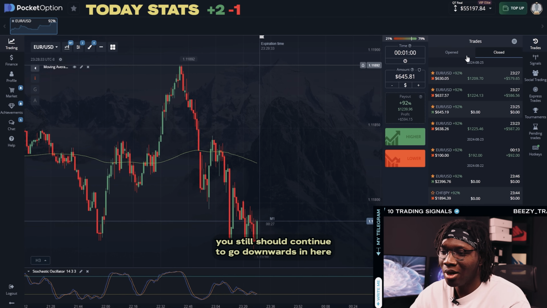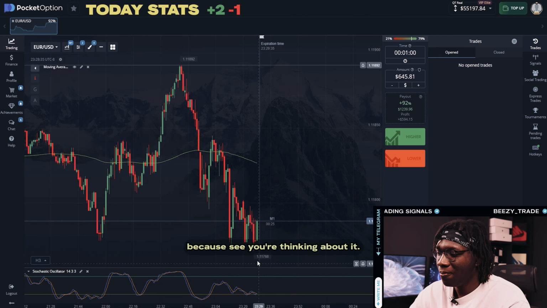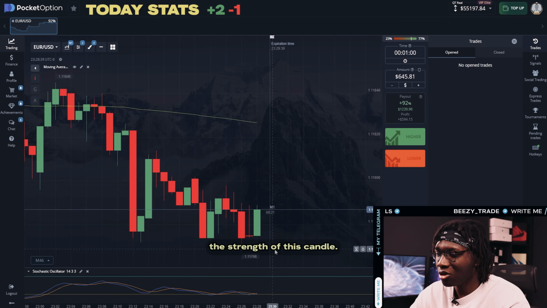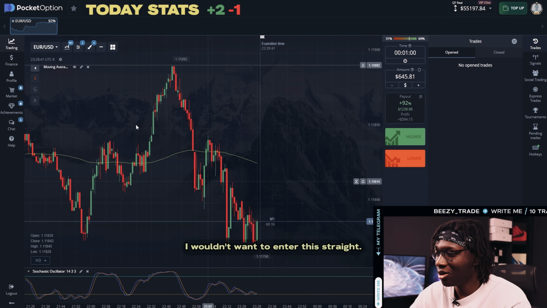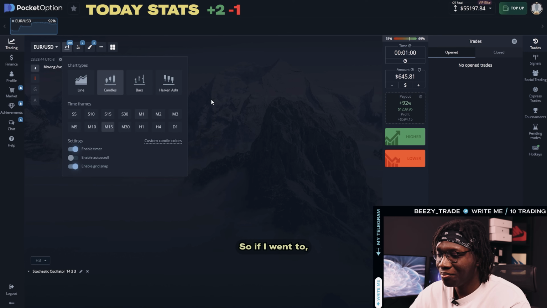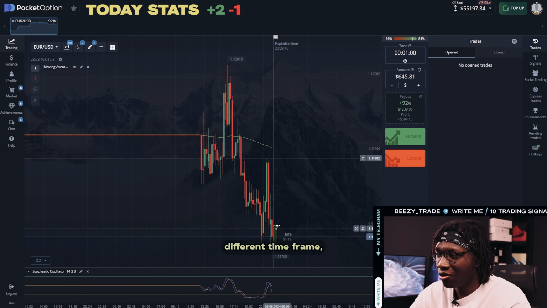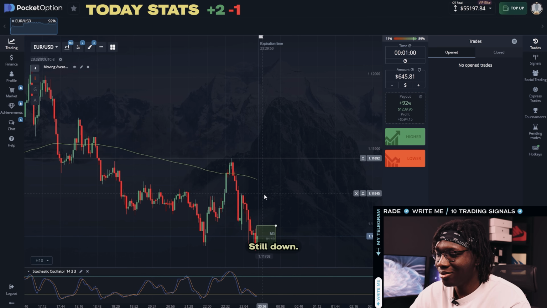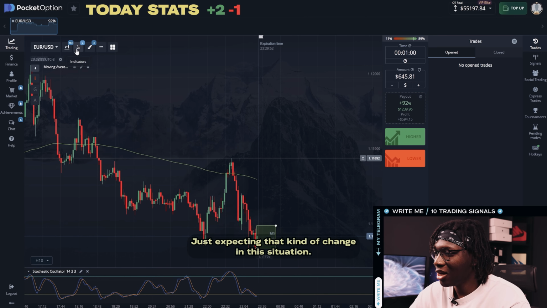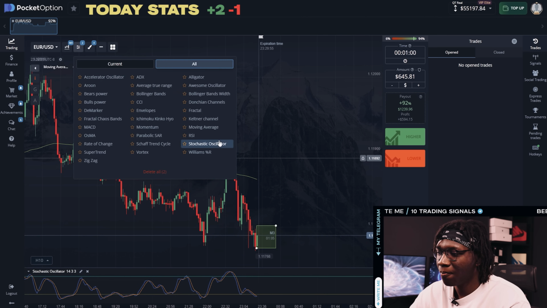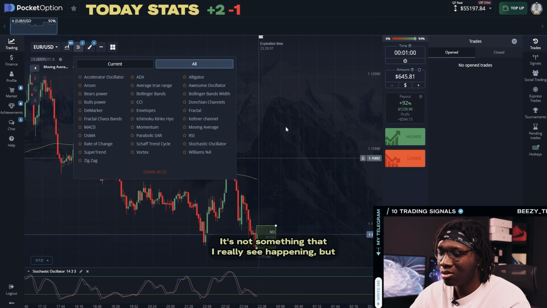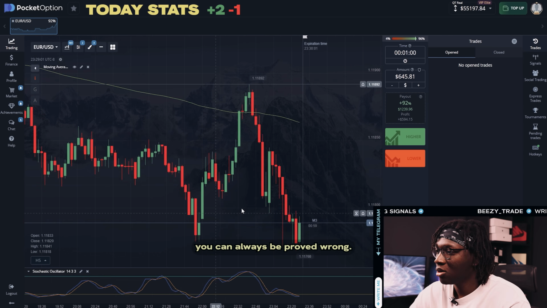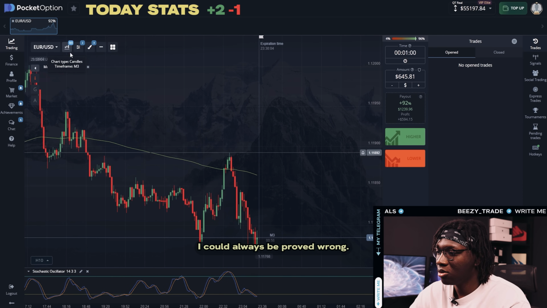Right here, we might see it, but I think that in this situation, you still should continue to go downwards. Because see, you can see how bold and strong this candle is. Just because of the strength of this candle, I wouldn't want to enter this trade. If I go to a different time frame, I'm looking at 15 right here, and it's showing me that it's still down. Expecting that kind of change in this situation is not something that I really see happening. But I could always be proved wrong.